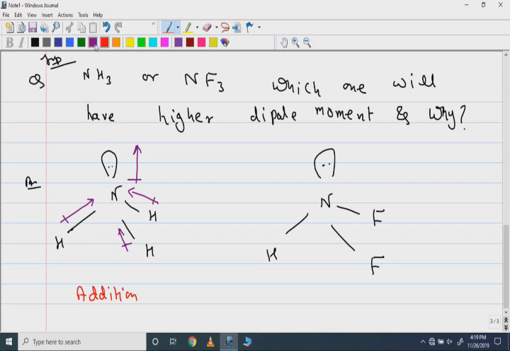If I talk about this one, fluorine is more electronegative than nitrogen. That's why the dipole will move away from the center. And here the direction should be this one. So you can check out, guys.